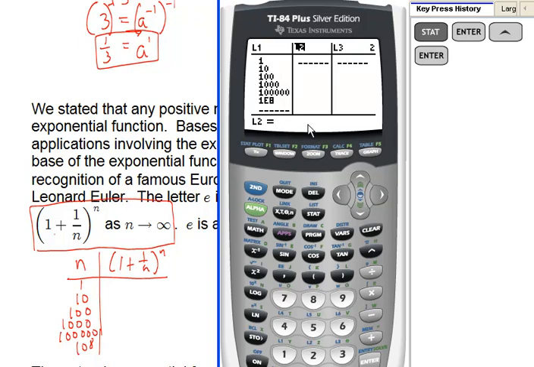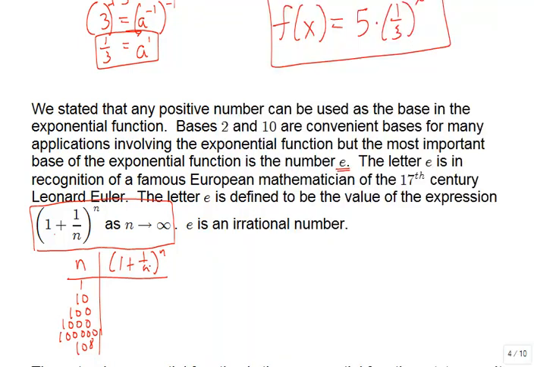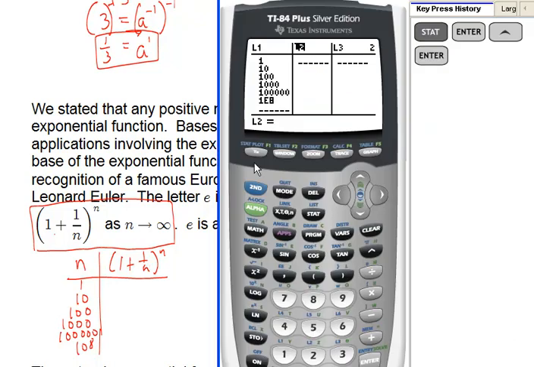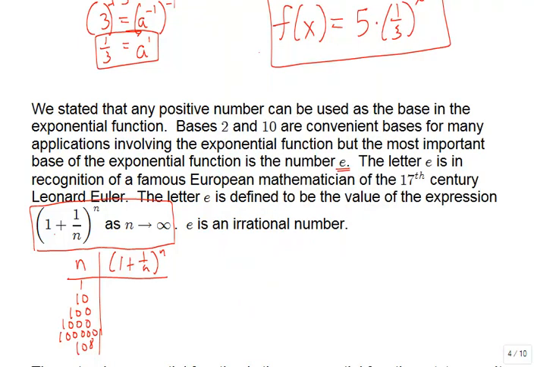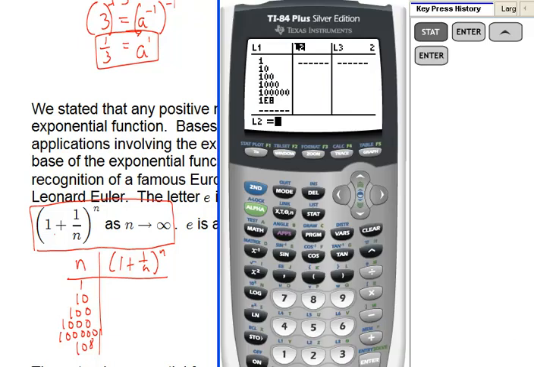Now I don't really want to type in 1 plus 1 over n, raised to the n, because the calculator doesn't know what n is. What is n? N is supposed to be all these numbers that I have in list 1. So what I'm going to do is type in this formula over here, but instead of using n for my variable, I'm going to use list 1 as my variable.